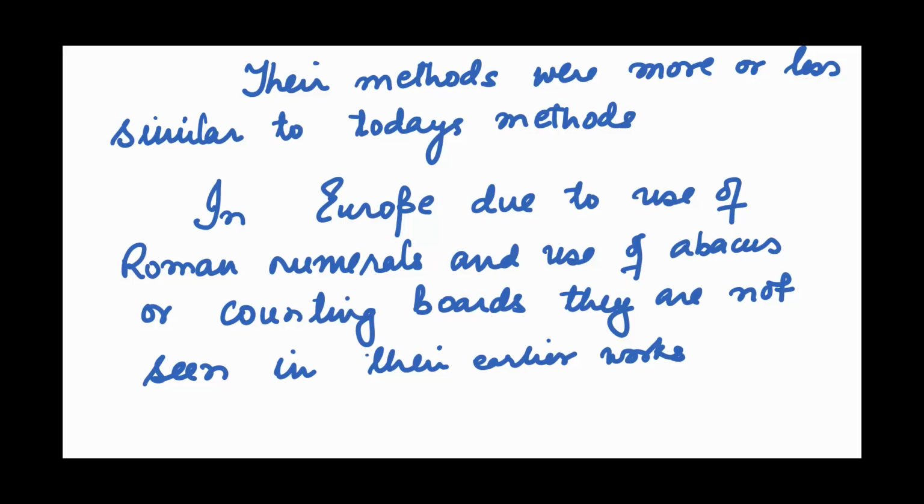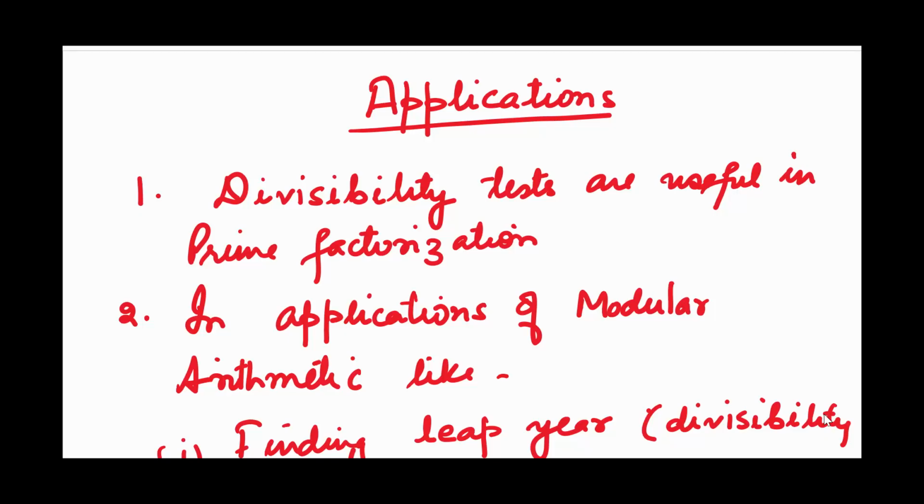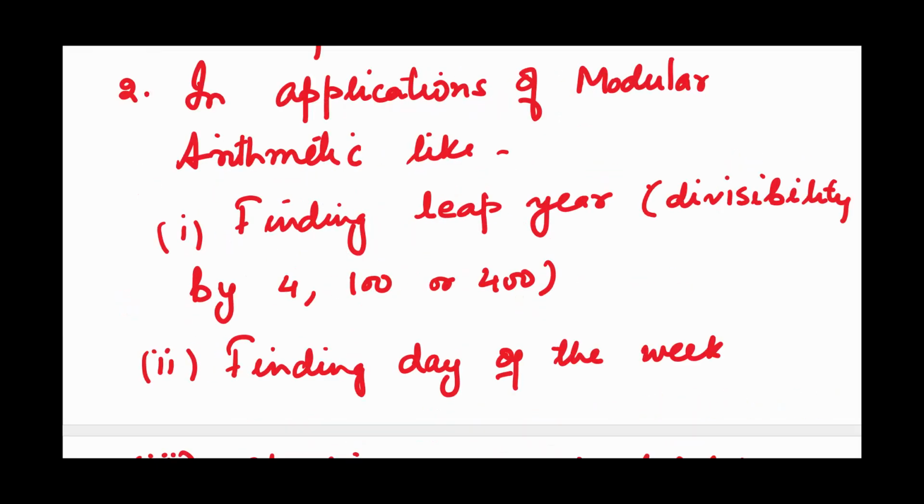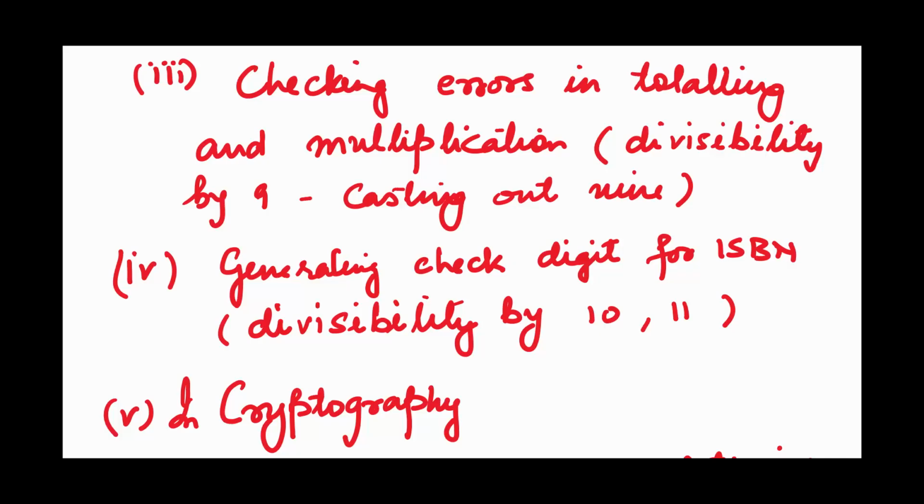in their earlier works. Lastly, let's look at the application of these tests, or in other words, how do these tests help us? First of all, they help us in finding very quickly whether a number is divisible by some other number or not without full division methods. Divisibility tests are useful in prime factorization, in applications of modular arithmetic, like finding the leap year. You know that we check divisibility by 4, 100 and 400 for them. Finding the day of the week, checking errors in totaling and multiplication, we do the divisibility by 9.